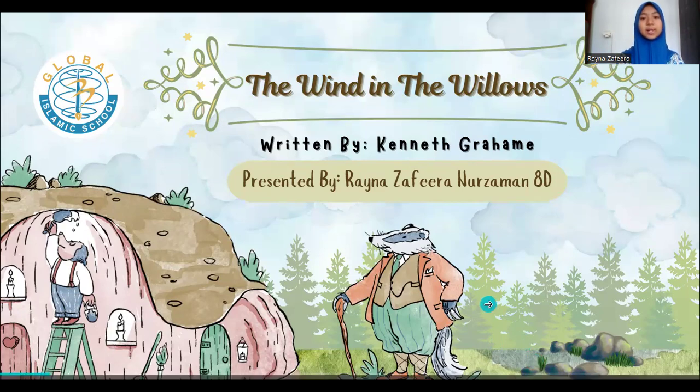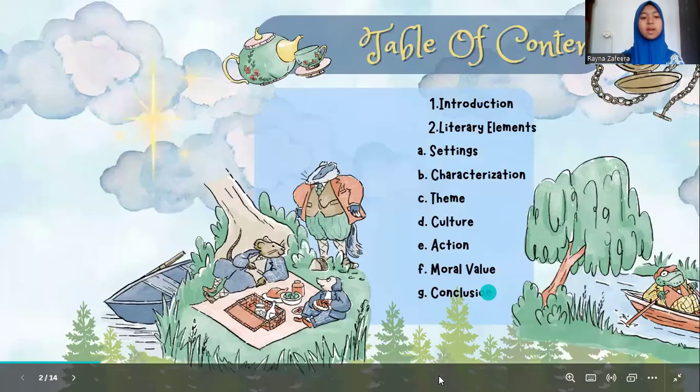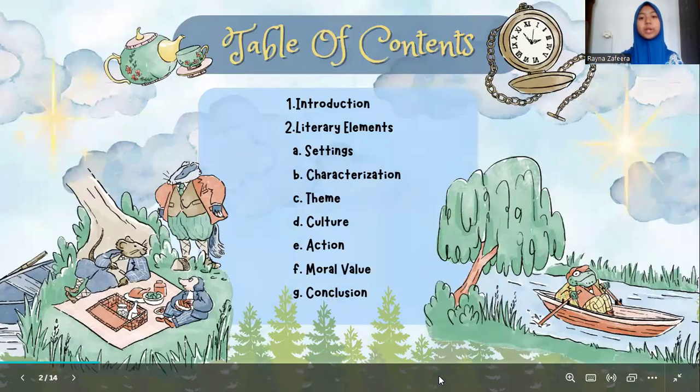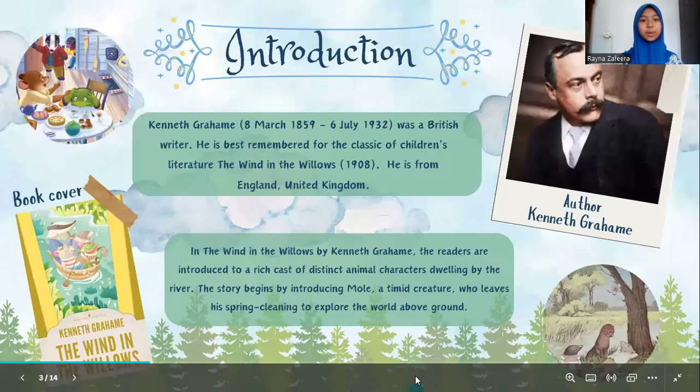First, let's take a look at the table of contents. First is introduction, which I will tell you about the author and the book. Second is literary elements that consist of A. Settings, B. Characterization, C. Theme, D. Culture, E. Action, F. Moral value, and G. Conclusion. Let's begin with the introduction of the book.